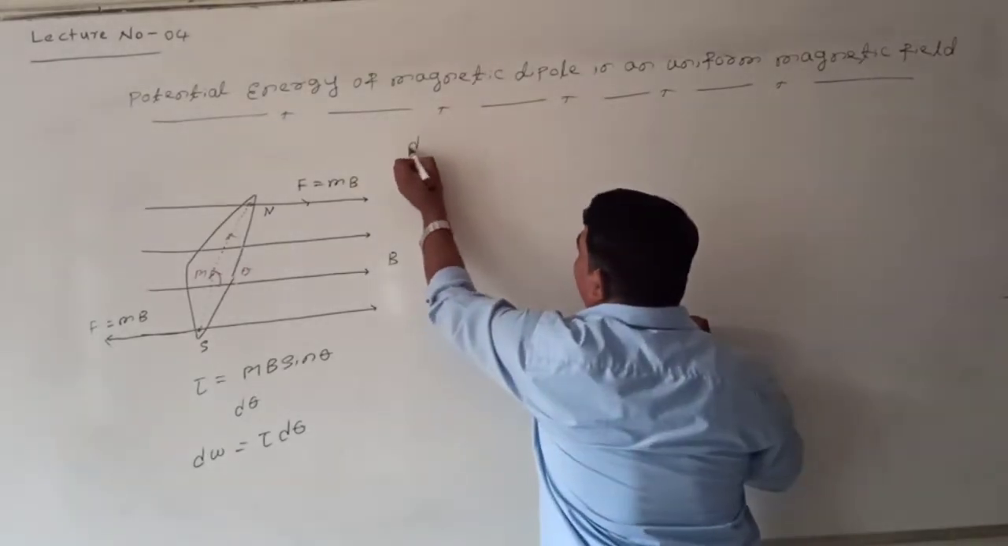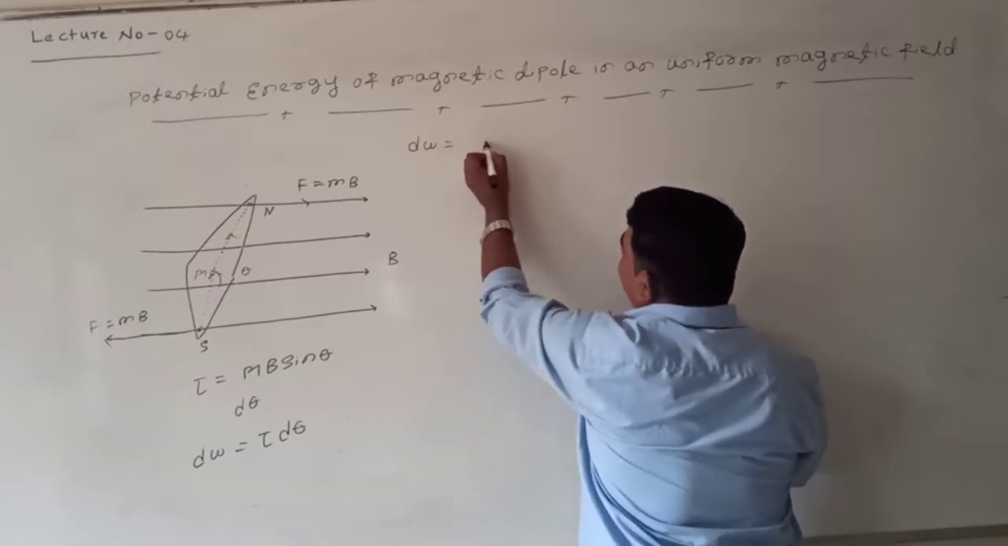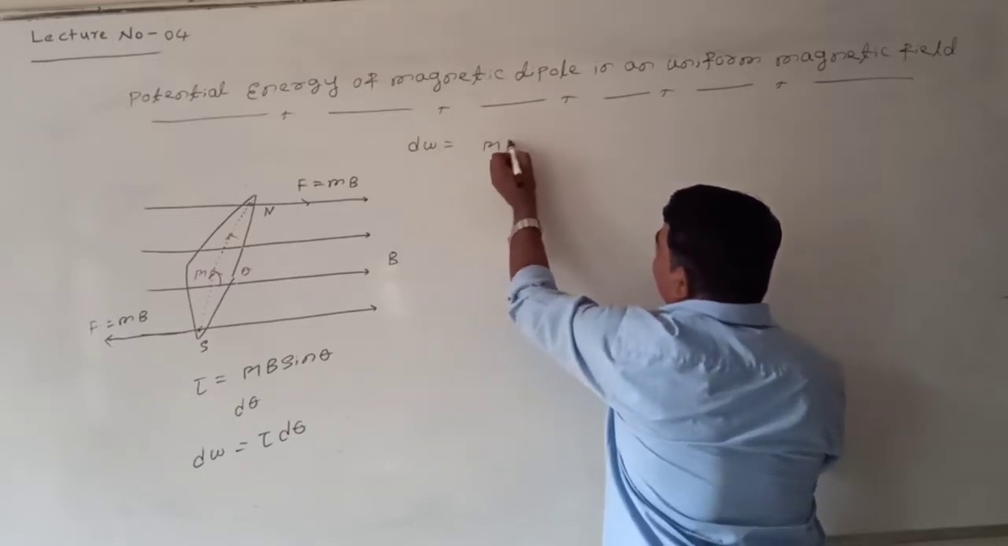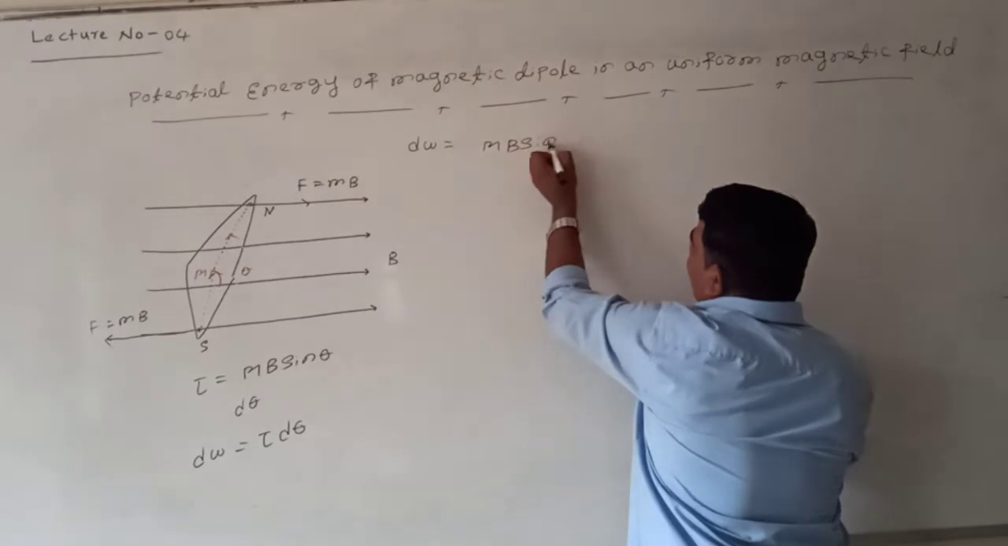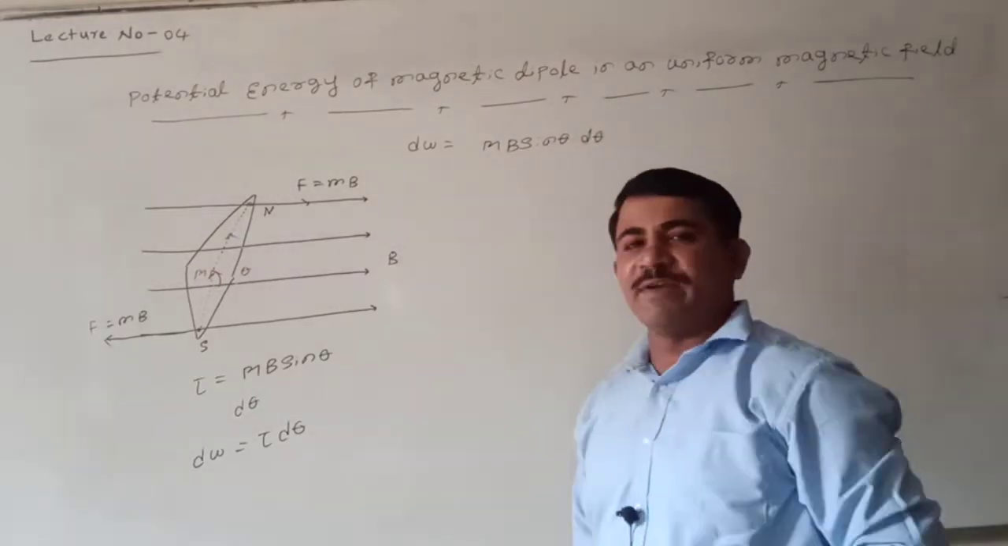Total work done, can I take dW equal to what value? dW is equal to tau. Tau is equal to how much? It is M into B sin theta, into d theta. Are you following?